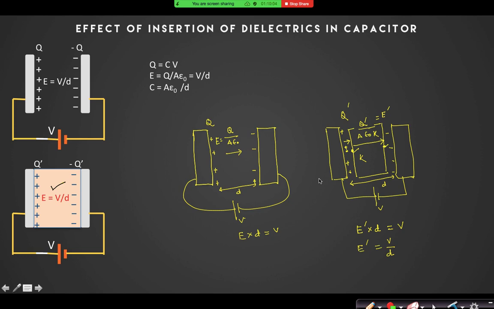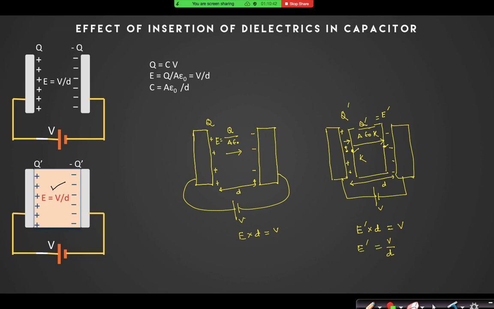Have you understood this one? Q equals Q dash by K. Sir, one second. Can you tell? Yes, I'm saying that when you insert a dielectric, the electric field in between the plates, in this particular case, is not changing. Why? Because the distance between the plates remains the same and the potential difference across the plates remains the same. So why will the electric field change? Electric field is V by D. If V and D both are the same, why will the electric field change? Definitely it will not change.